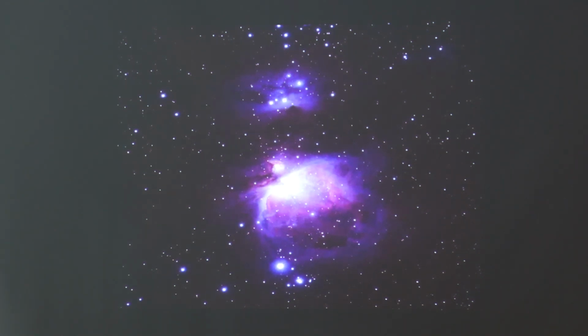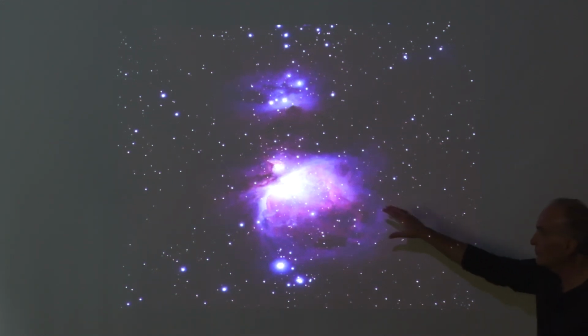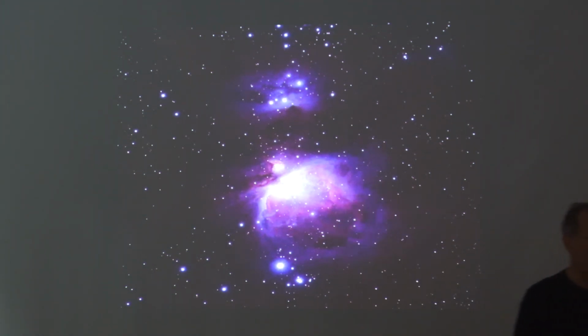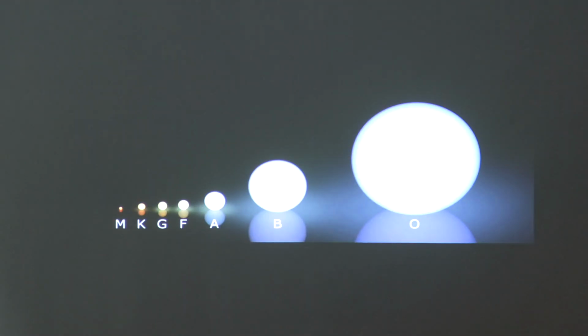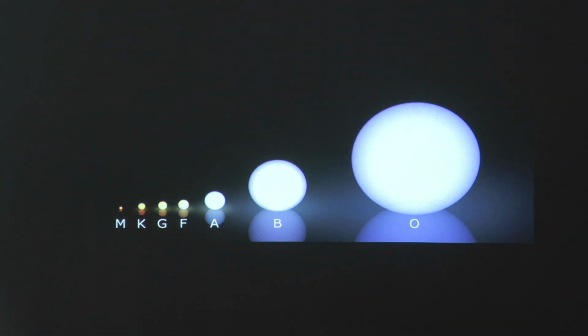And then we have the Orion Nebula, which is up in the winter sky. And inside this nebula here, there's thousands of new stars being formed. And around some of the stars in there, we can actually see planets being formed, new solar systems being formed. And now we get to the stars.